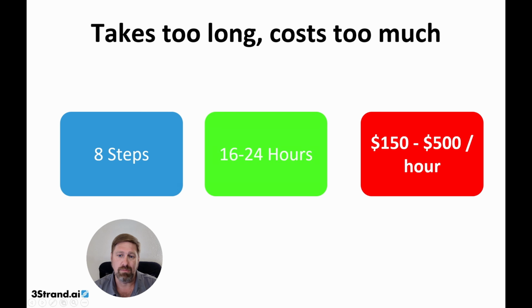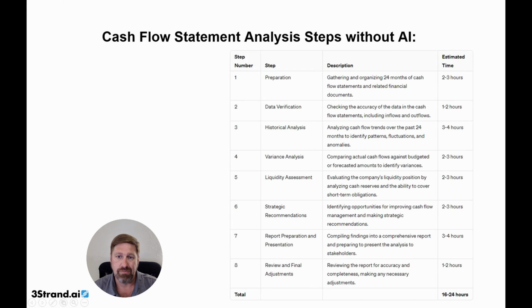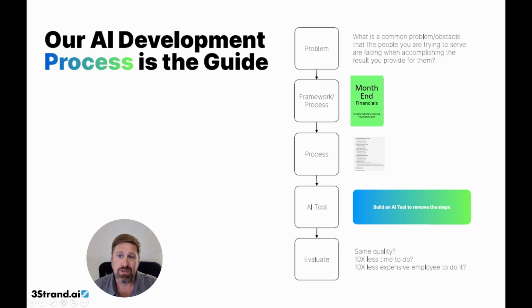It's probably going to take you up to 16 to 24 hours of work to do with excellence. Ultimately, that means somebody like a CFO or an external accounting firm is going to be doing this work at somewhere between $150 to $500 an hour, depending on the experience level. And for this reason, these kinds of things often either get done very poorly or they don't get done at all. These are the 8 steps that it takes to analyze a cash flow statement. As you can see, this would require a significant investment of your time. That said, with frameworks, processes, and the use of generative AI, there's hope.